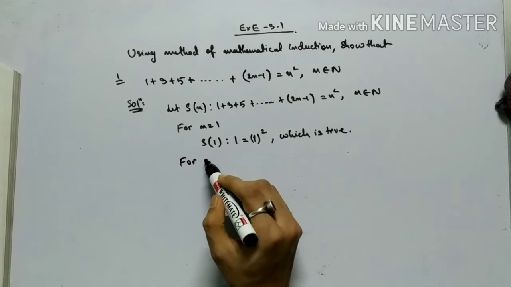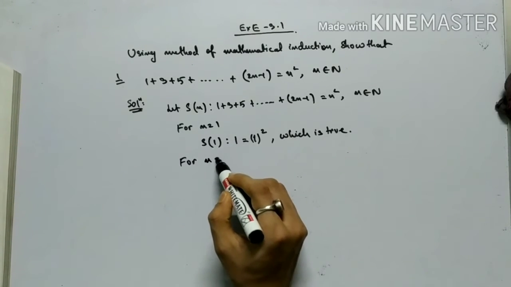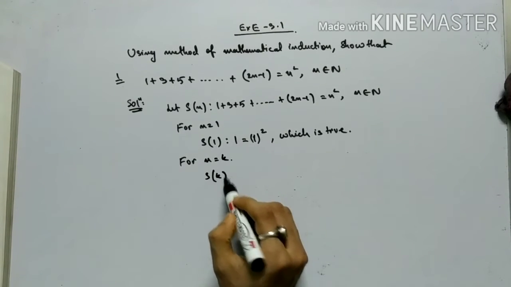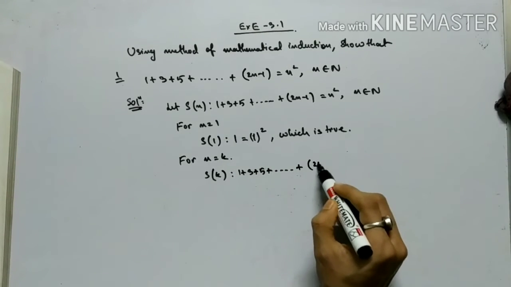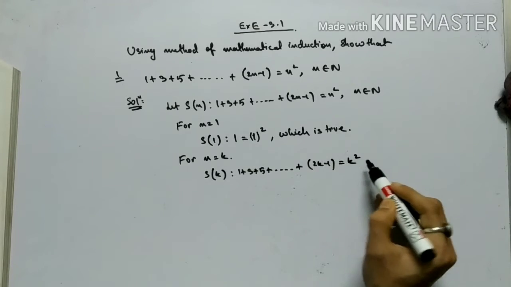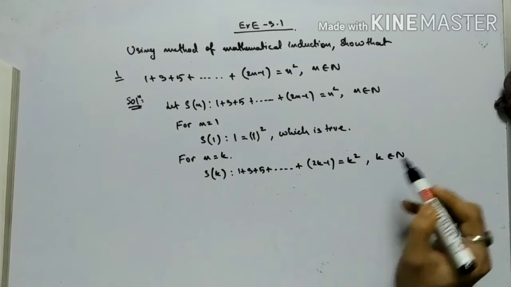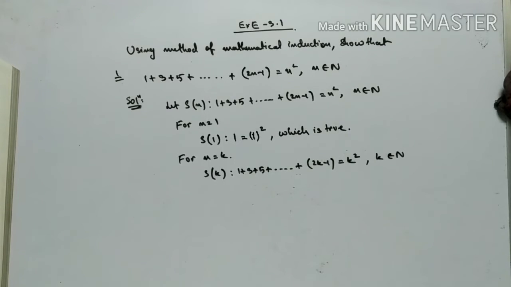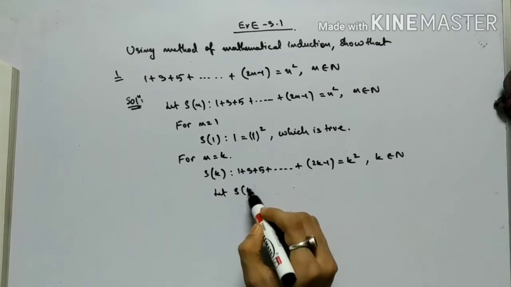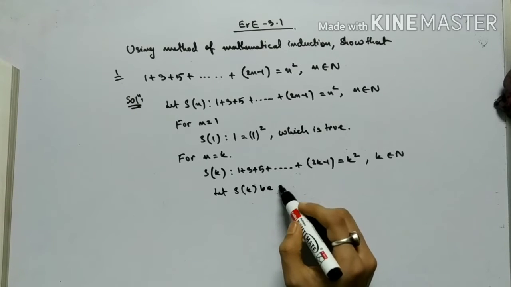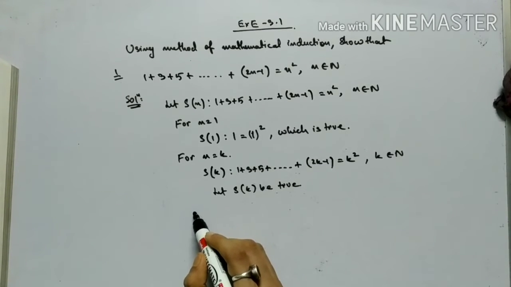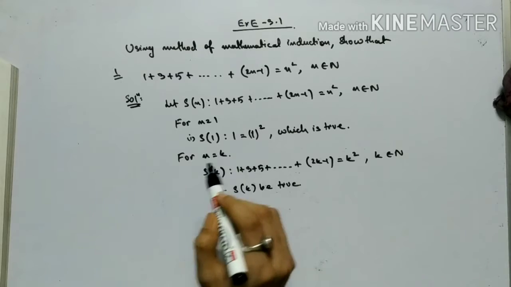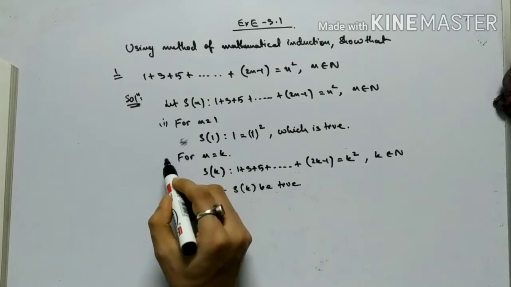Next I will take for n equals k, Sk such that 1 plus 3 plus 5 plus dot dot dot plus 2k minus 1 is equal to k square, where k belongs to N. I will take that let Sk be true. Now this is your first one, and this is your second one.